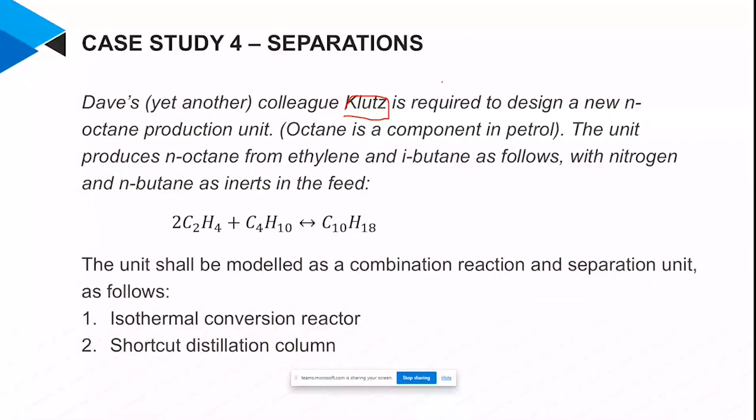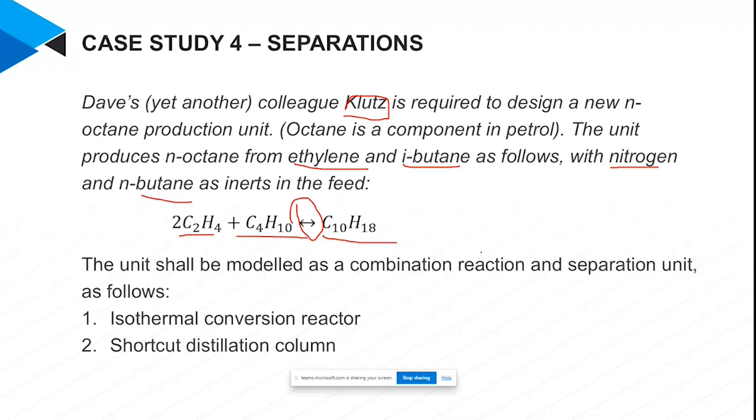So this unit will produce N-octane from ethylene and iButane as the following reaction: 2 molecules of ethylene plus iButane to form N-octane, with some nitrogen and N-butane as inert in the feed, which for some reason or other cannot be removed before entering this reactor. And this reaction is also a reversible reaction. It's quite common that most reactions are reversible in the world.